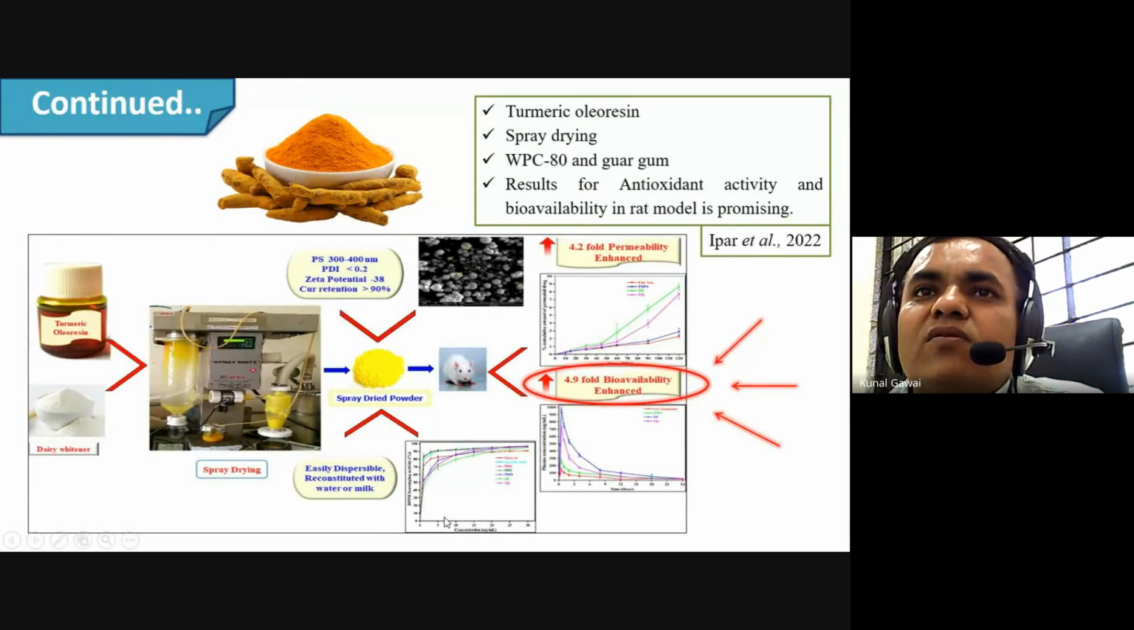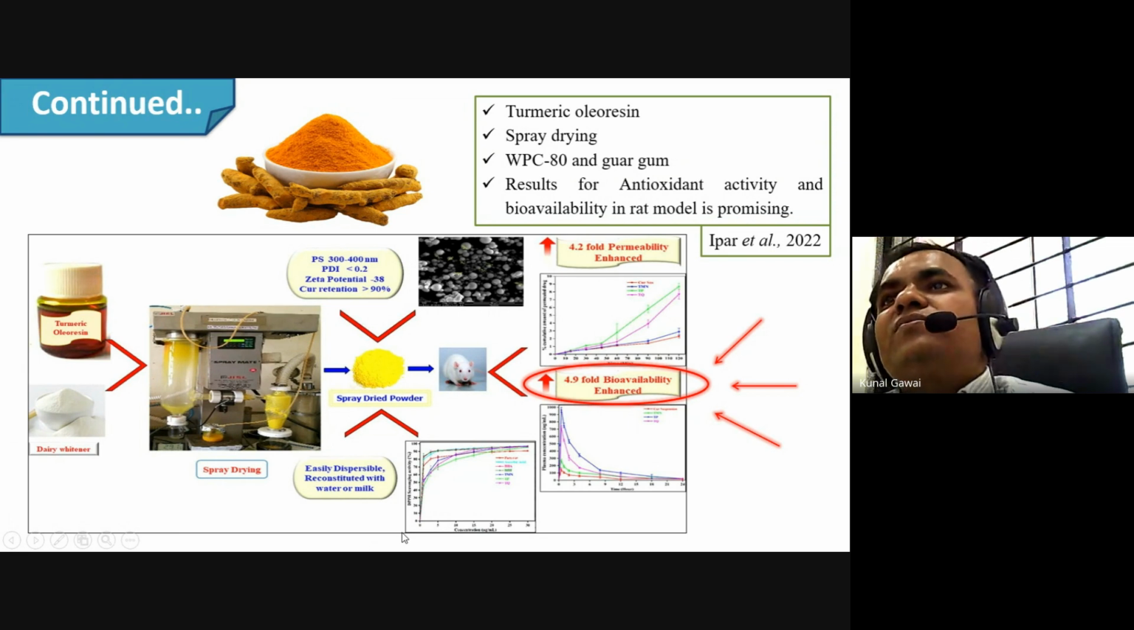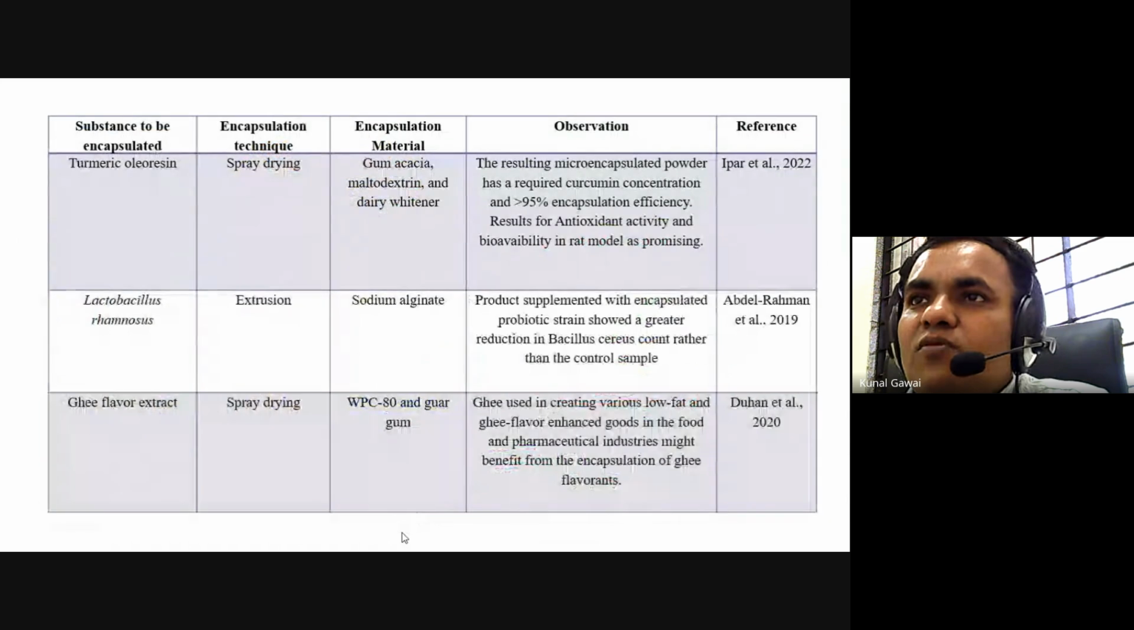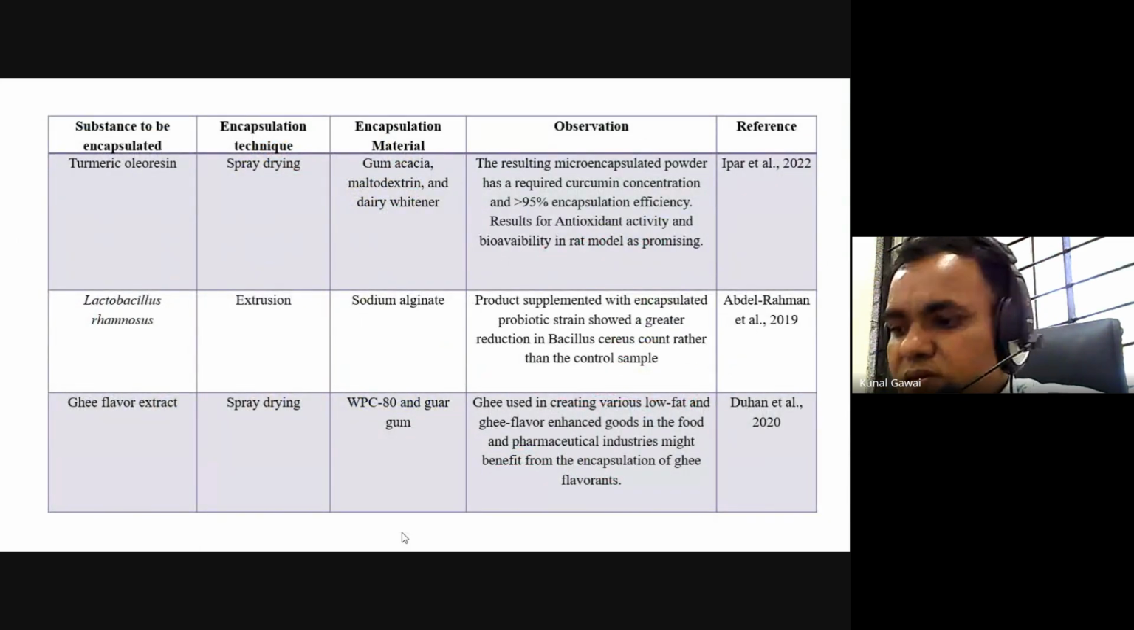Such formulations can be prepared, or we can add turmeric oleoresin also by spray drying. For what purpose? It gives higher antioxidant activity and bioavailability in that product. This study was performed on a rat model, and they observed about 4.9-fold enhanced bioavailability through such encapsulation. So these are some examples by different scientists using different substances with encapsulation material.